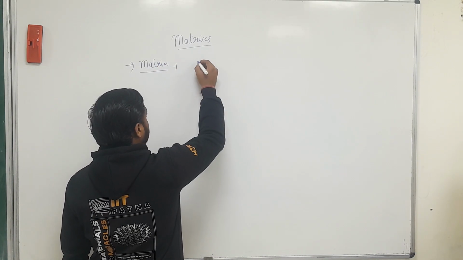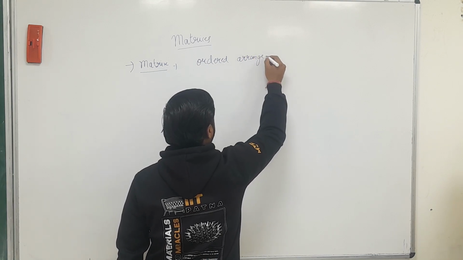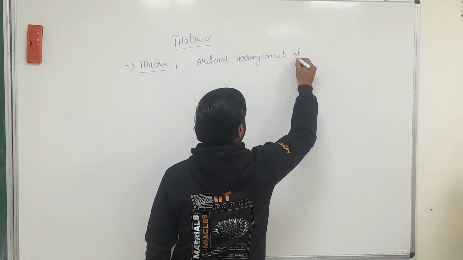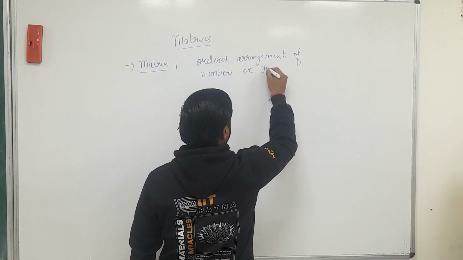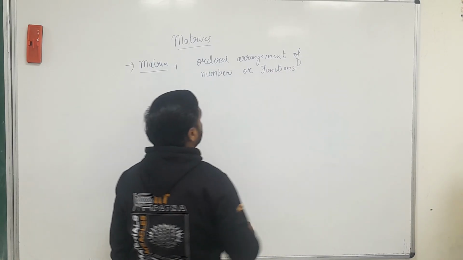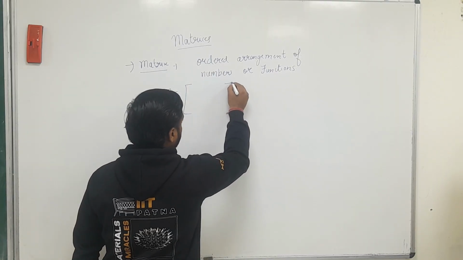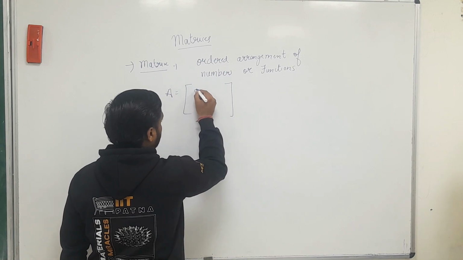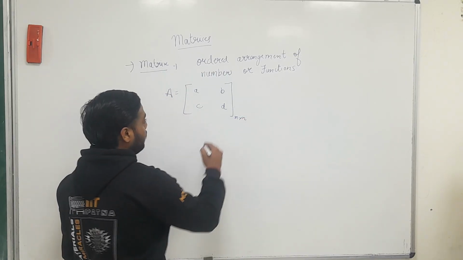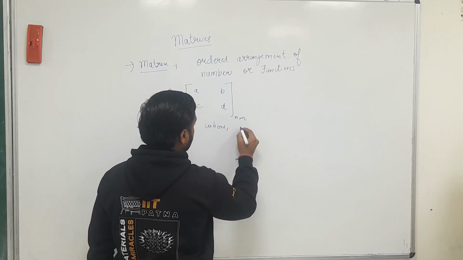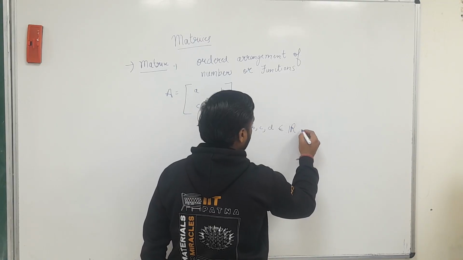Matrix is an ordered arrangement of numbers or functions which look like, we say matrix A, which looks like this, whose entries are a, b, c and d, and whose order is m cross n, where entries a, b, c, d belong to real or complex.